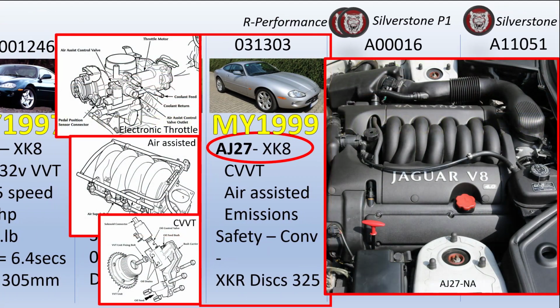Moving on to model year 1999. This was from VIN number 031303. The highlight of this was the introduction of the AJ27 into the XK8. Minor changes to the engine really: electronic throttle body, air-assisted fuel injection. The VVT units were upgraded to continuously variable valve timing units. There are lots of engine mods to make that happen.